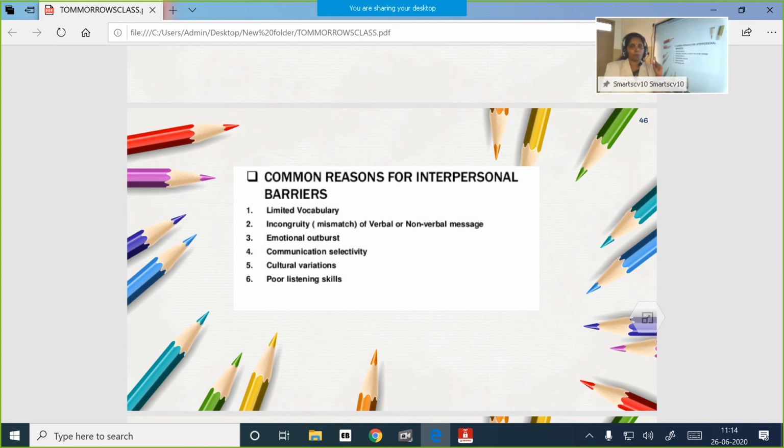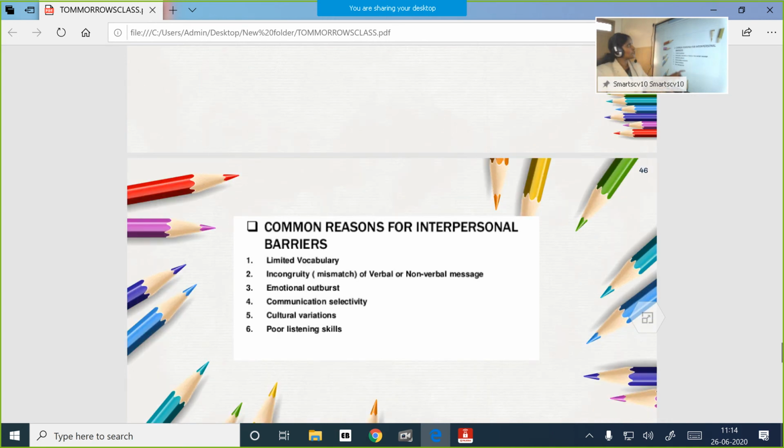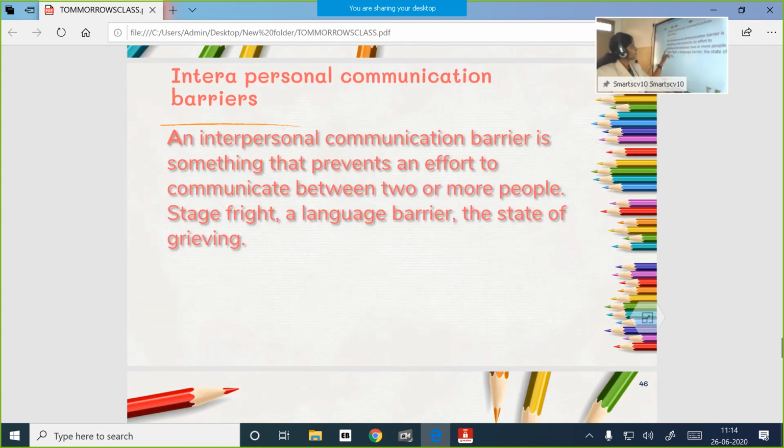And the last one is poor listening skill. Some people will listen only to respond. They won't listen much, and they are not interested also. So all this can be a cause for the interpersonal communication barrier. Why are we not talking to another person? Maybe this can be the reason. So the interpersonal communication barrier is that which prevents us from communicating.